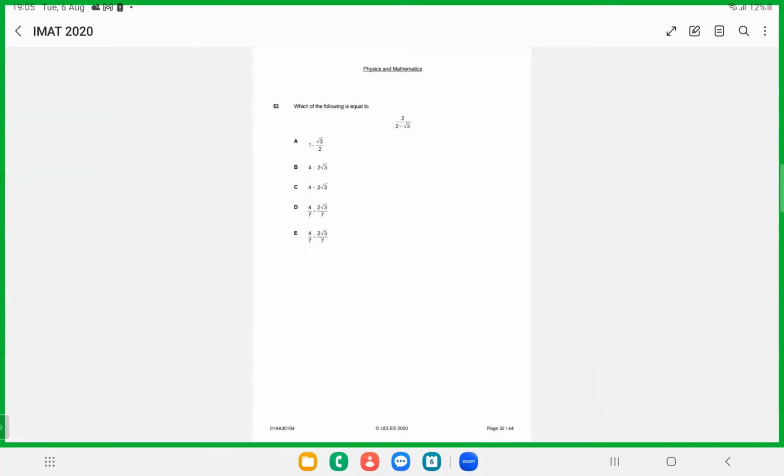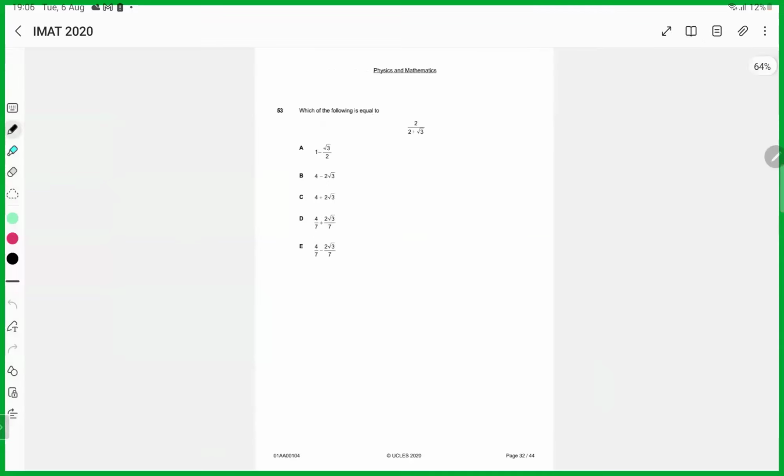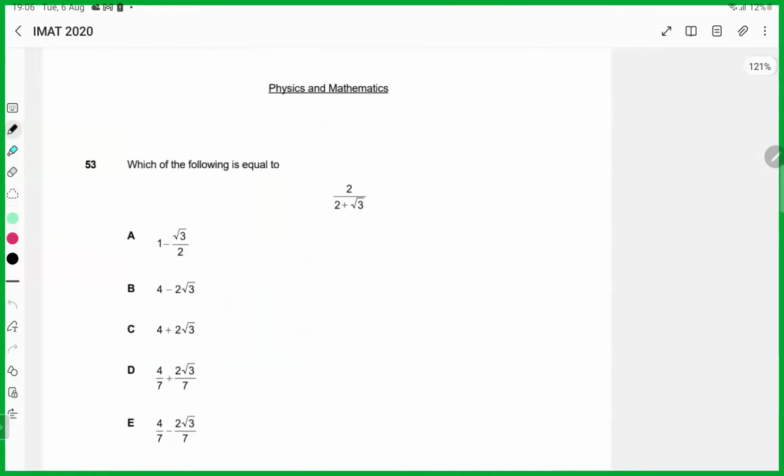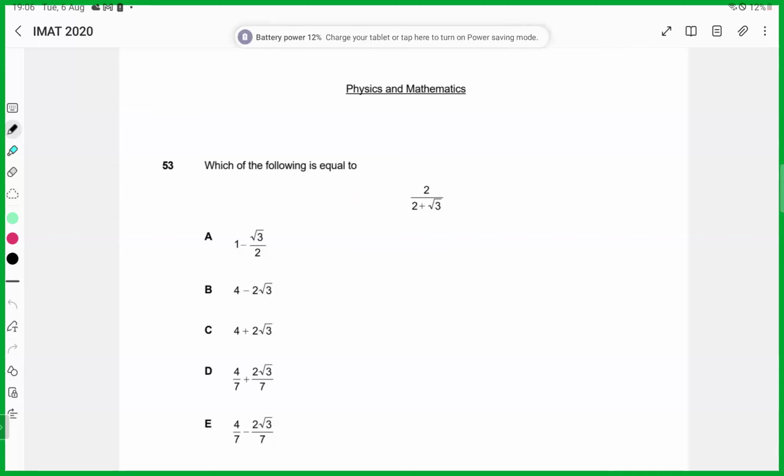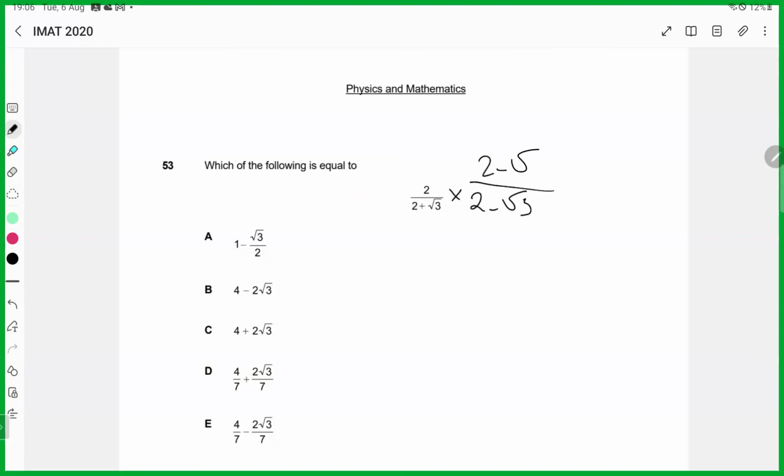2 over 2 plus radical 3, which one of them? So here we have to rationalize. Rationalize means we have to multiply by the opposite number. And of course, to take the radical off the denominator, we must rationalize. This is the main reason for rationalizing: eliminating the radical from the denominator. So we multiply by 2 minus radical 3, of course the numerator and the denominator, because both of them together equal 1. So this means you multiply by 1.